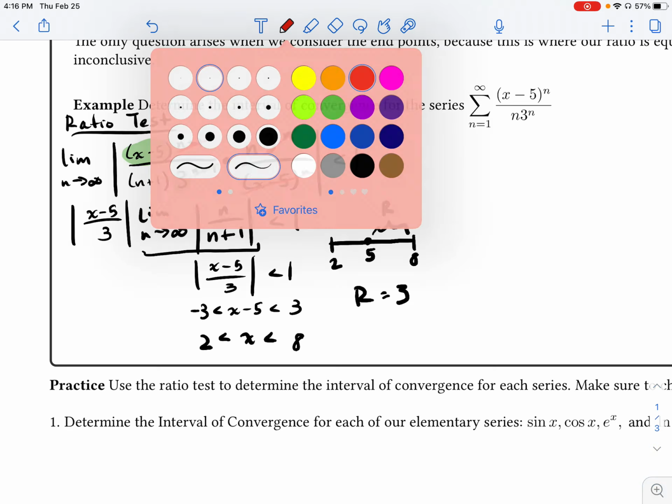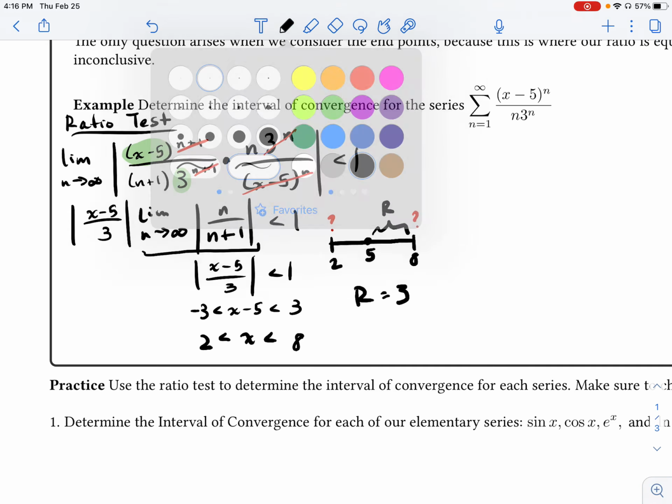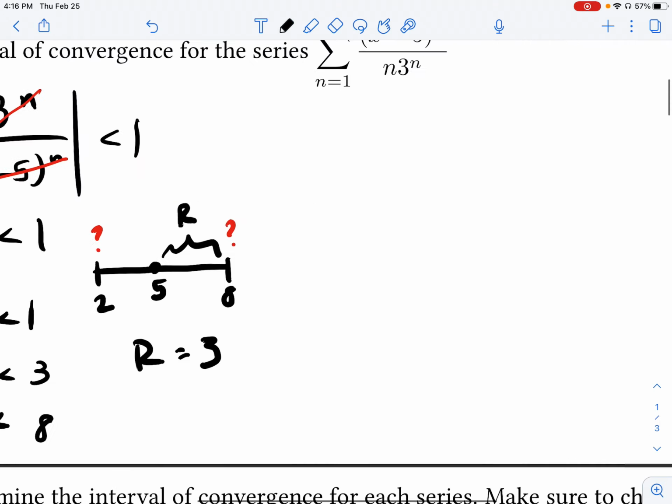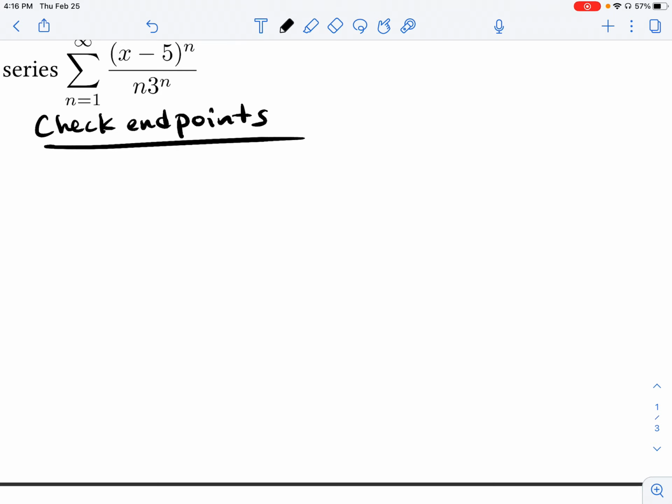Now, what we don't know just yet is what's happening at 2 and at 8. Is my series converging at these endpoints? So that's the second part of this. So now we're going to move on to that part. So let me go ahead and write some space there. So let's check our endpoints. Okay, so when checking our endpoints here, let's let x be equal to 2.